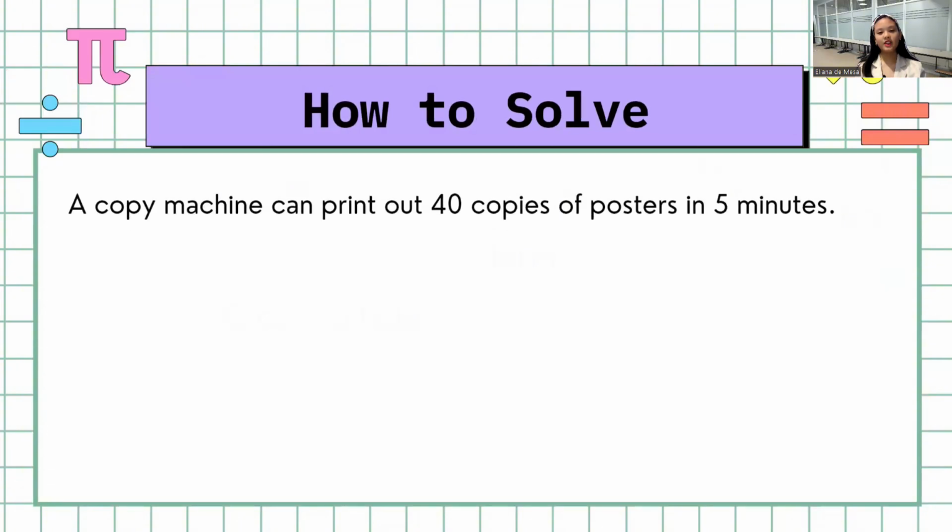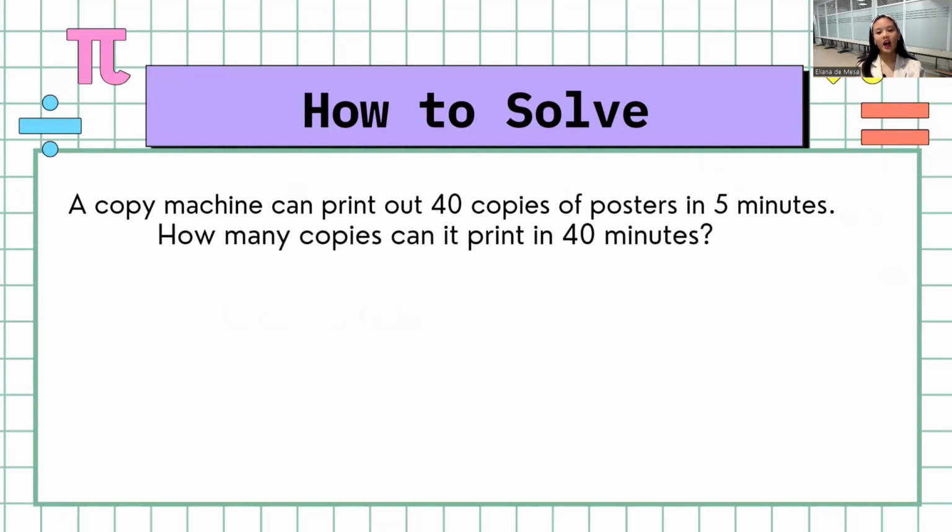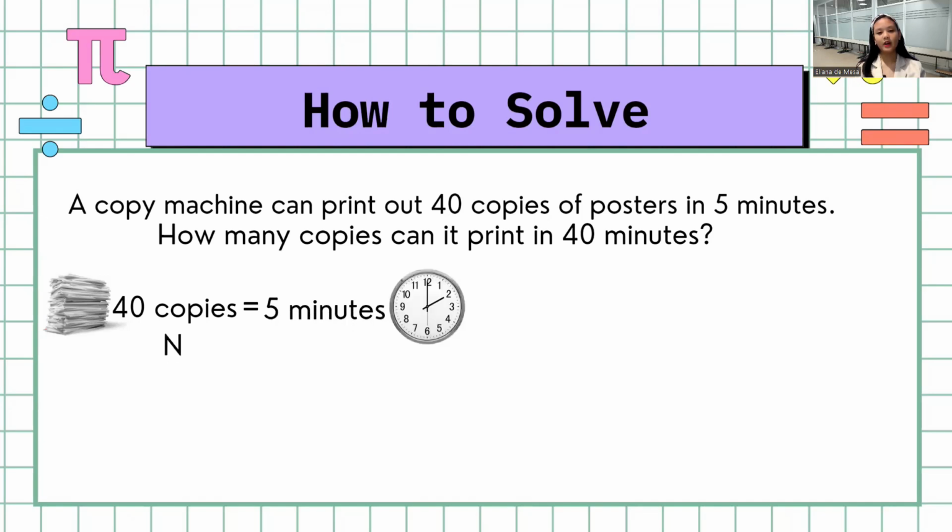A copy machine can print out 40 copies of posters in 5 minutes. The question is, how many copies can it print in 40 minutes? The given datum for this problem are 40 copies can be printed in 5 minutes. We are looking for how many copies it can print in 40 minutes. The next step is to cross multiply.